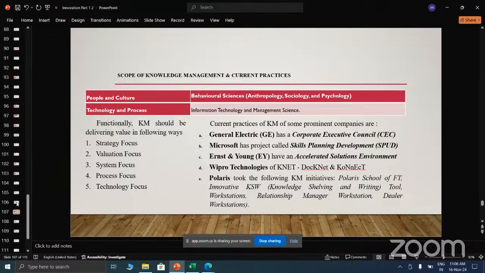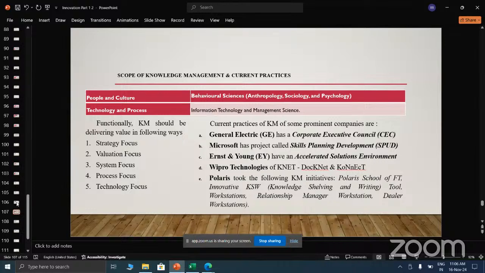Scope is under people and culture. We have behavioral sciences, which include anthropology, sociology, and psychology. Technological process is another way, which looks into information technology and management sciences. Functionally, knowledge management should be delivering value in any of the following ways. Under strategic focus, the product or a service, from the idea stage to the commercialization part, and when recorded, knowledge management focuses on strategy or valuation or the total systematic processing, and the technological focus.